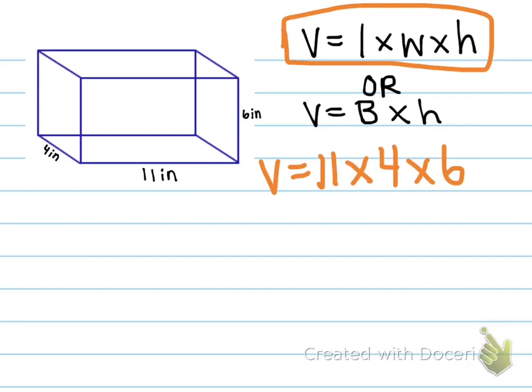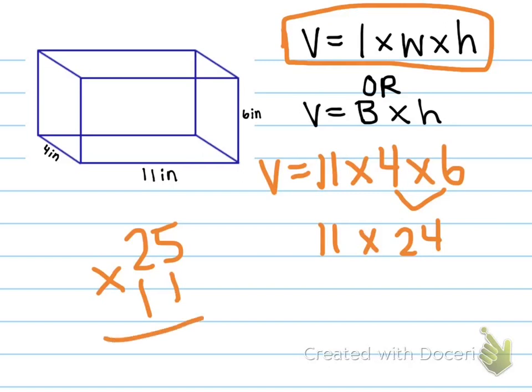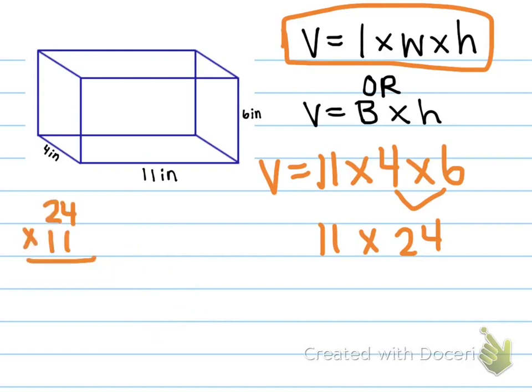Perfect. Now let's solve. I'm going to do 4 times 6 because I know that one's easy. 11 times 24. Now we have to solve using traditional multiplication off to the side. Whoops, my bad, not 25, 24. 24 times 11. We have 4 times 1. That would be 4. Then we go diagonal, 2 times 1, this way, would be 2.